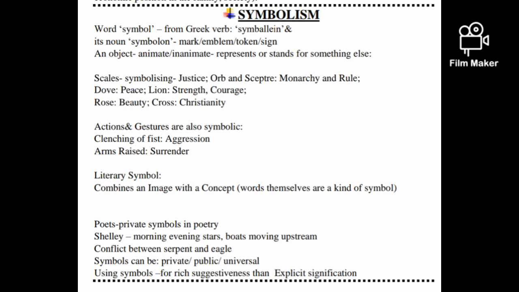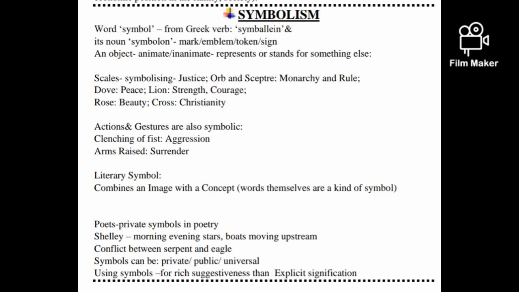Okay, so Shelley, P.B. Shelley, used the morning and evening stars and a boat moving upstream as his private symbols. So most of the writings of that poet contained these symbols. And the conflict between serpent and eagle is to represent rivalry. So that also can be a symbol for some other concept. The serpent and eagle are taken to be a pair symbolizing rivalry. They are always in conflict with each other.